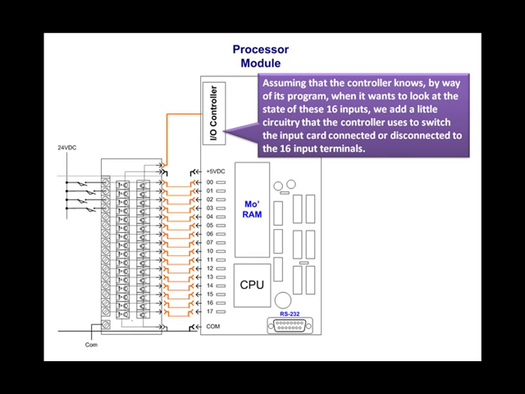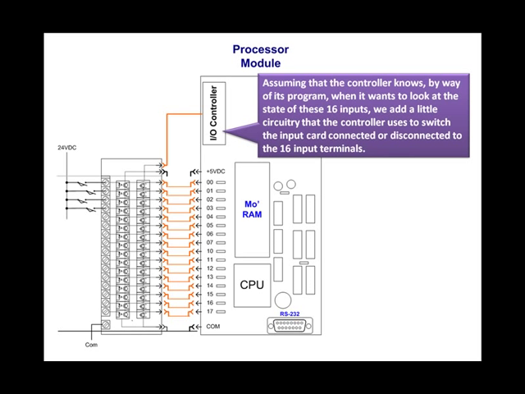Now that we have a method of switching an entire array of 16 inputs connected or disconnected to the 16 input screw terminals, we can look at getting multiple use from 16 input terminals. Keep in mind where we're going with this. We don't want to make the single board controller larger. We don't want to add more screw terminals. We want to stick with 16 input terminals on this controller.